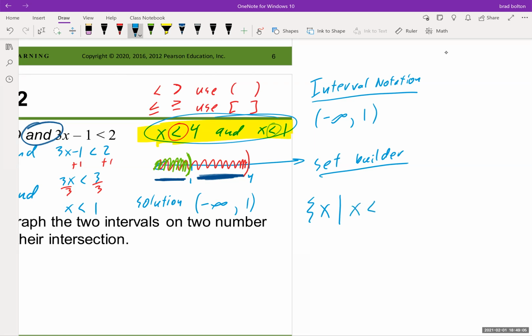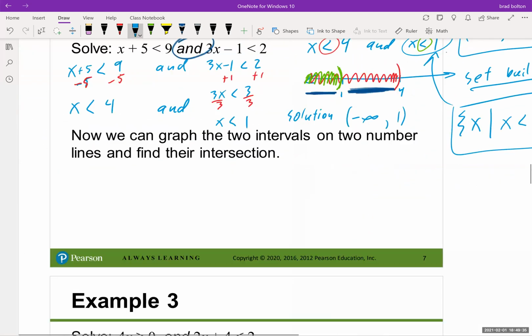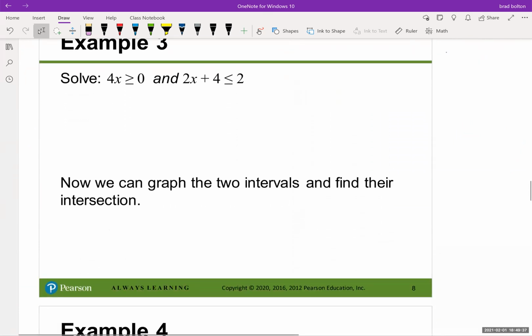So x less than... oh, okay, but actually, since we found the true solution, the true intersection, I'm just going to say x is less than 1. So this is actually the one I use, this one right here. So that's the solution if I was asked in set builder. That's the solution if I was asked in interval notation. And those would both be correct answers, but it really depends on how you were asked for each of those problems, okay?